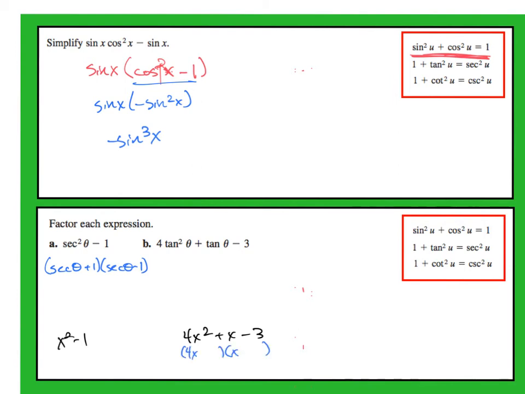4x minus 3, and then x plus 1. All right. So instead of an x, now what is it? It's a tangent theta. So this actually factors to 4 tangent theta minus 3, and then I have tangent theta plus 1. All right. So don't be scared just because it has a trig function in it now.